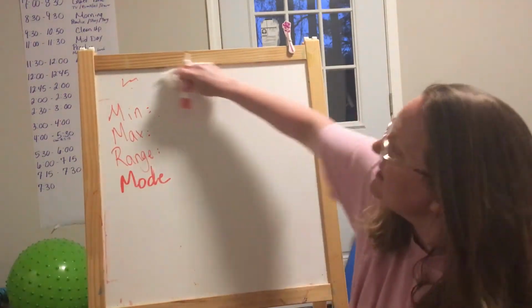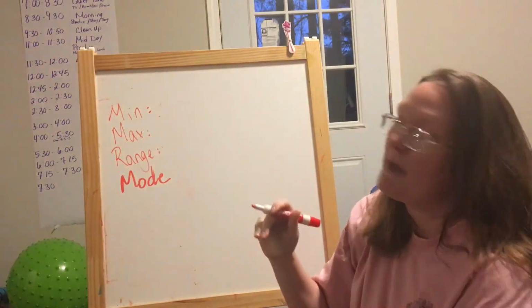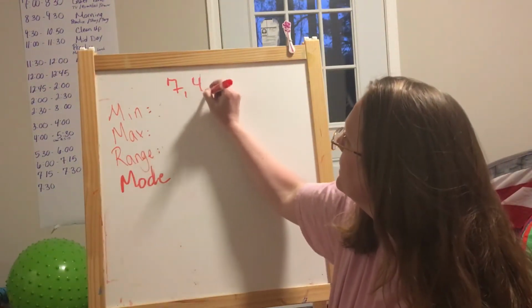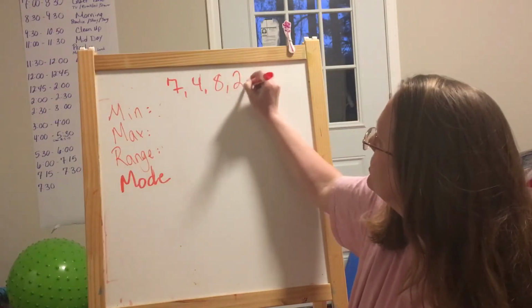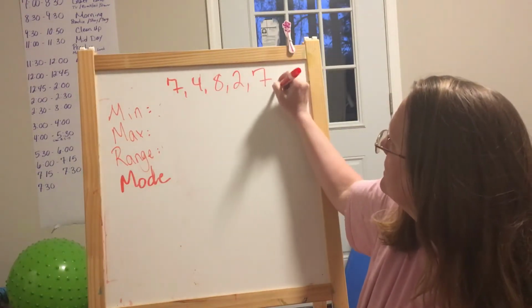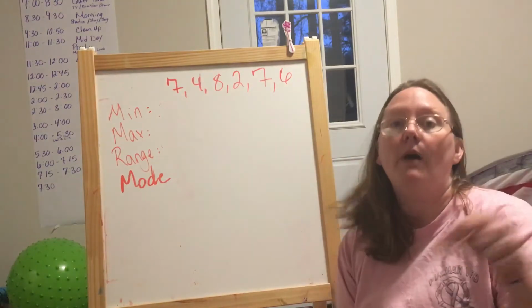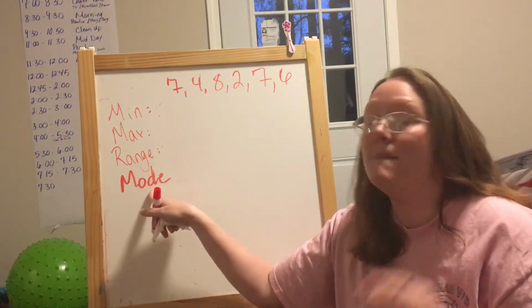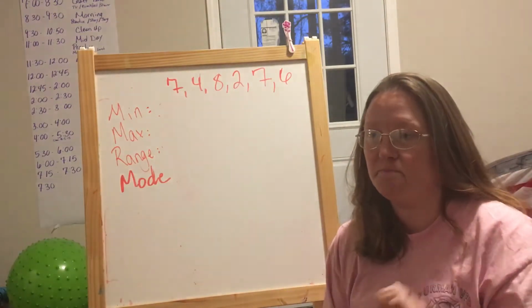I'm gonna give you another data set and I want you to come up with the minimum, maximum, range, and the mode. So let's do 7, 4, 8, 2, 7, and 6. Pause the video real quick. Go through your minimum, your maximum, your range, and then the mode. When you're ready, hit play.